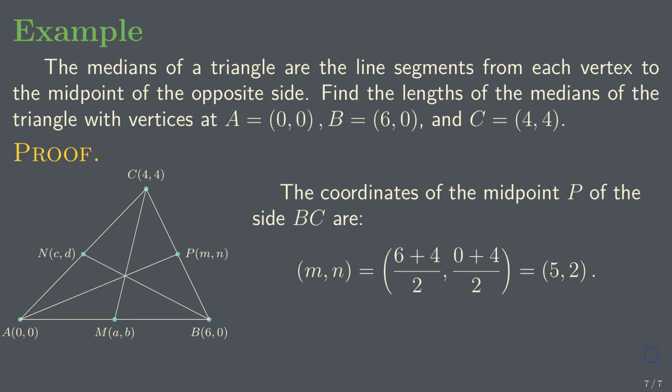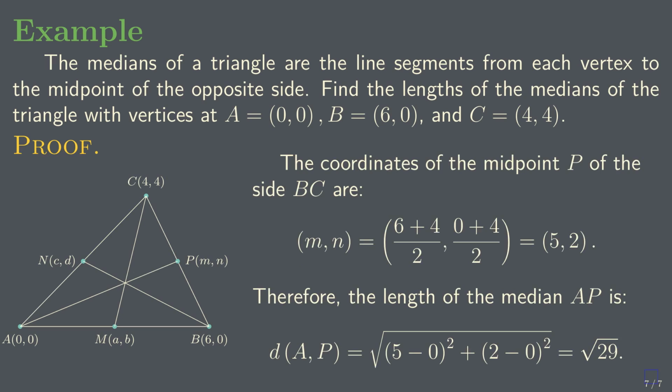And last, the midpoint P will have coordinates (5, 2), and the distance from A to P is the length of the median AP, and in this case this is square root of 29. Okay, so that is how we can use the midpoint formula and the distance formula to compute the lengths of medians of triangles given the coordinates of each vertex.